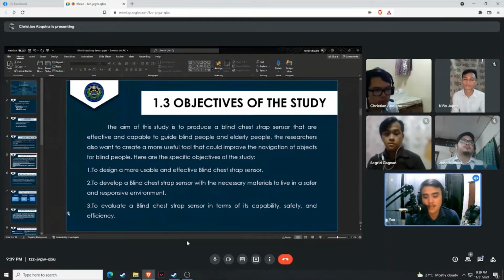The objectives of the study. The researchers also want to create a more useful tool that could improve the navigation of objects for blind people. Here are the specific objectives of the study. First, to design a more usable and effective blind chest strap sensor. Second, to develop a blind chest strap sensor with the necessary materials to live in a safer and responsive environment. Third, to evaluate a blind chest strap sensor in terms of its capability, safety, and efficiency.